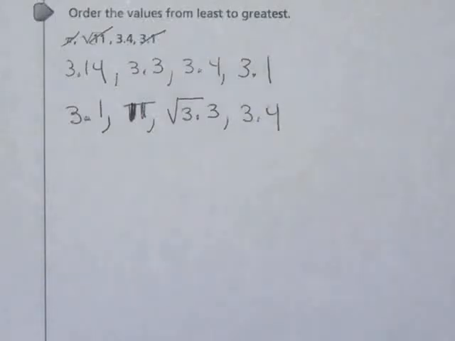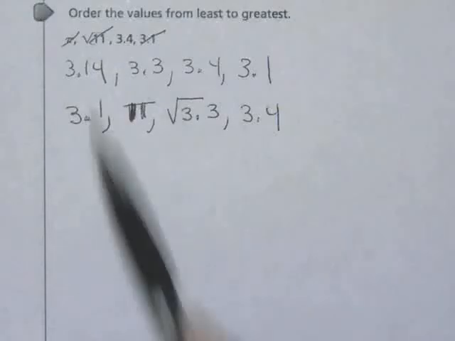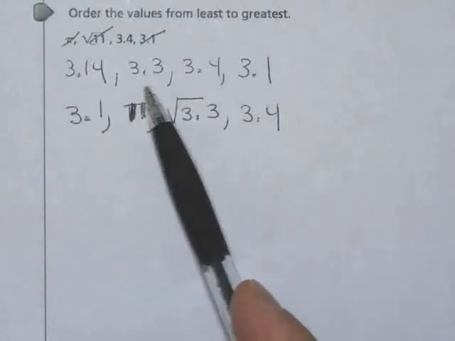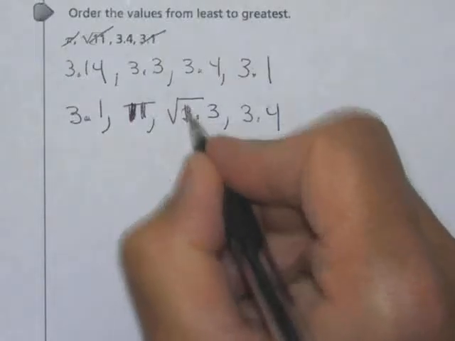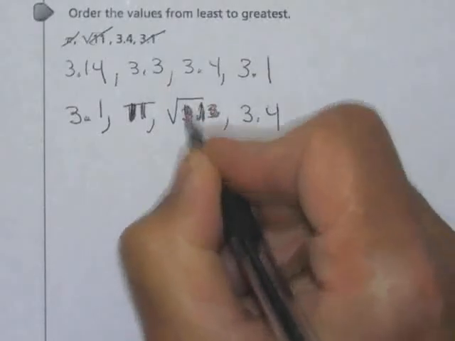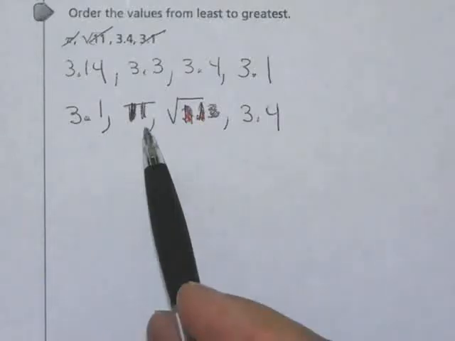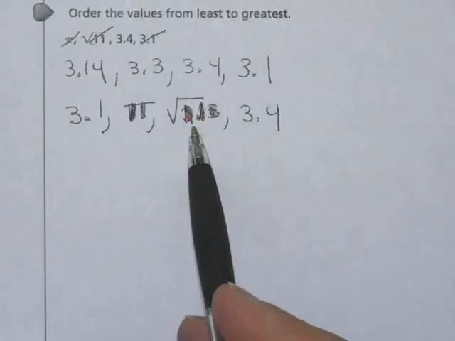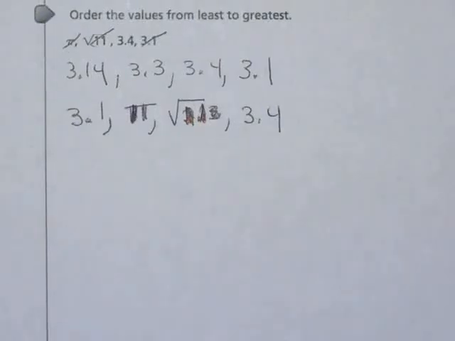So once again, what did I do? I took pi and the square root of 11, and I converted them into decimals, 3.14 and 3.3. And I'm sorry, I wrote this as the square root of 3.3, and really what I meant to say was that's the square root of 11. So my apologies there. Showing your work allows you to find your mistakes. So once again, your answer would be 3.1, pi, the square root of 11, and 3.4, ordered from least to greatest.